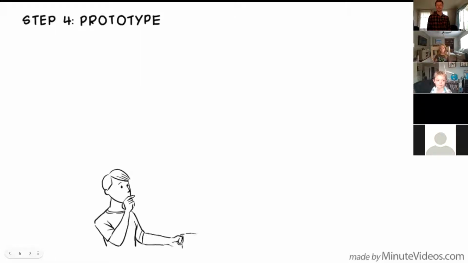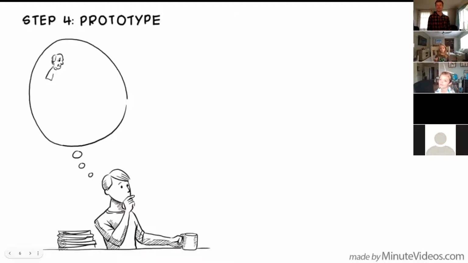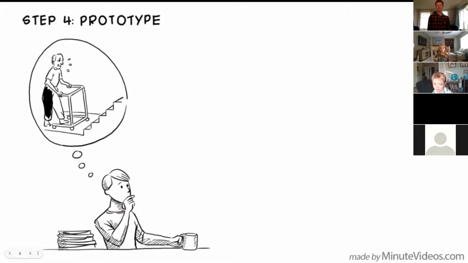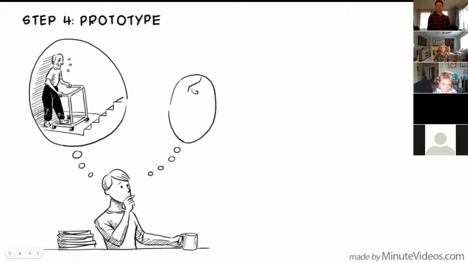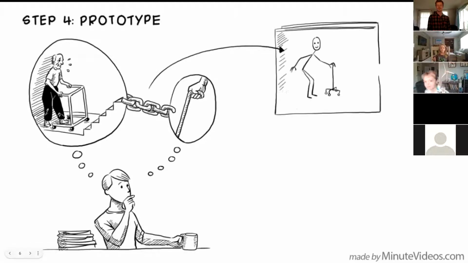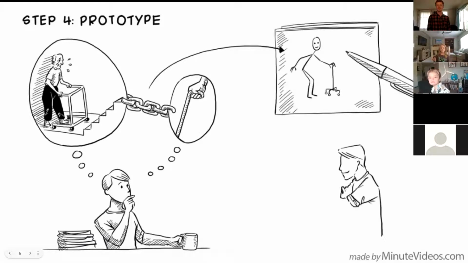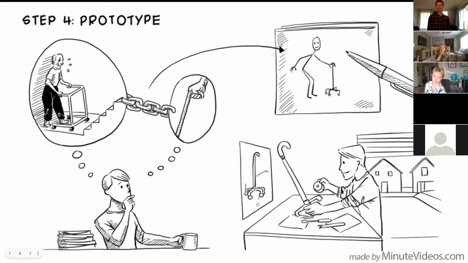Step 4, prototype. Now take a moment to reflect on what you have learned from your conversations about the different ideas. Ask yourself, how does your idea fit in the context of people's actual lives? Your solution could be a combination of a new idea and what is already being used. Then connect the dots, sketch up your final solution, and go build a real prototype that's just good enough to be tested.